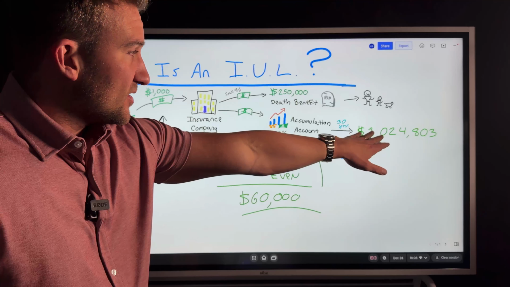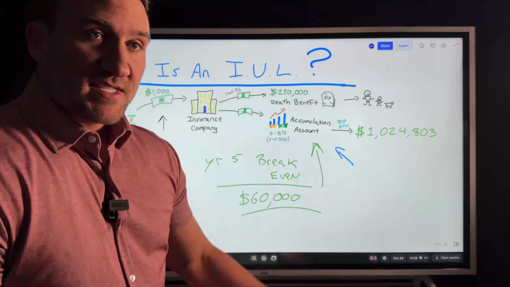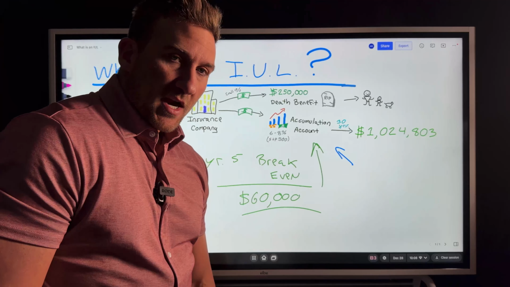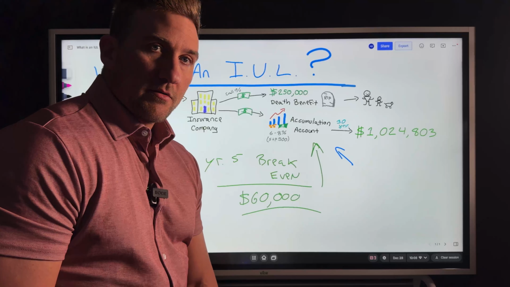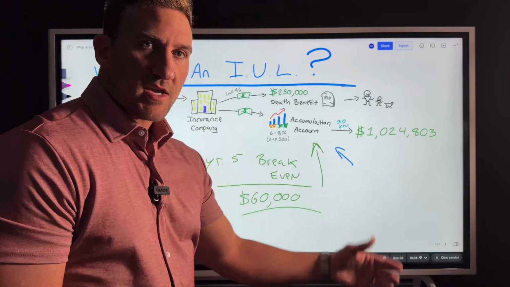And if he has $1 million in here in 30 years, at his 7% draw rate he could pull out about $70,000 per year tax-free in retirement. At 6%, he could pull out 60 grand per year, tax-free in retirement every single year, as long as the money's in the account.